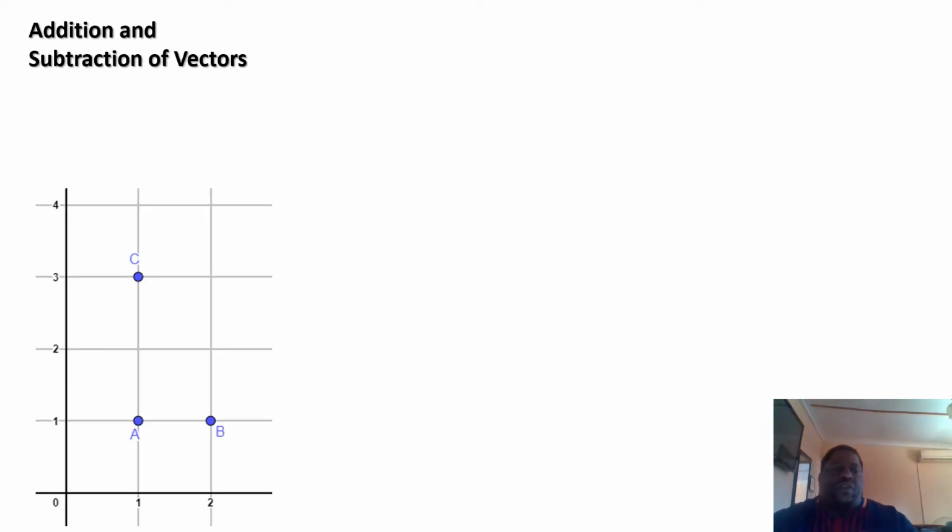Right, so here we've got addition of vectors. So let us see how we are going to deal with that.